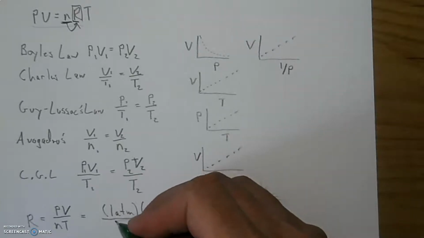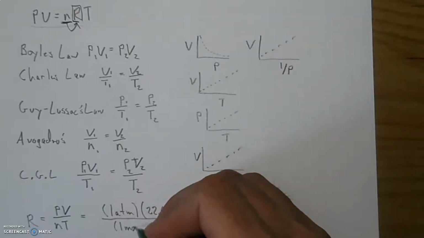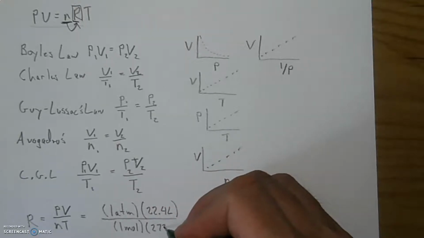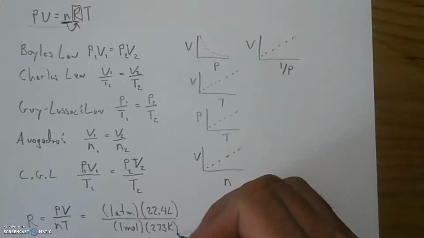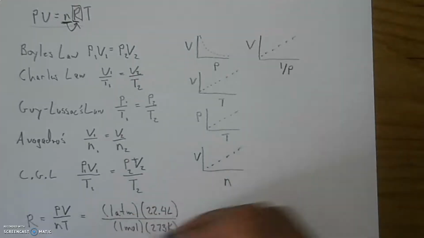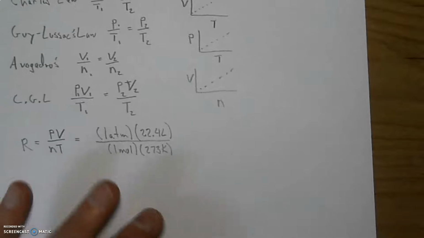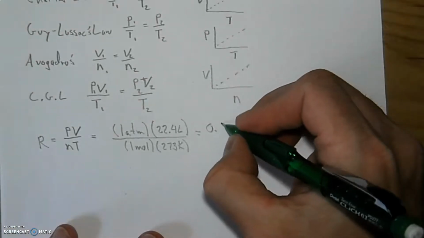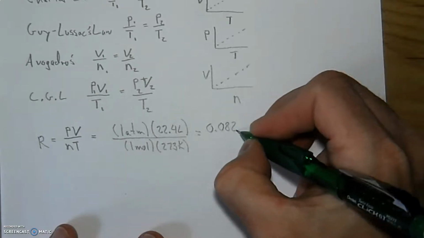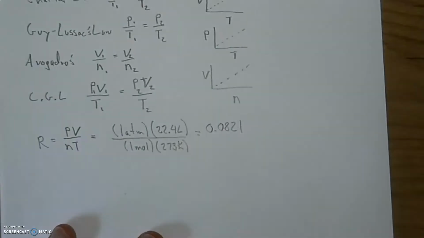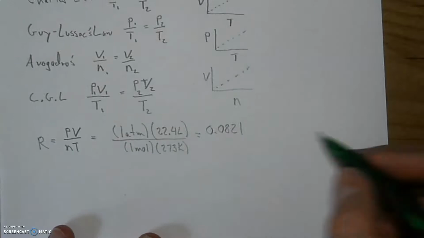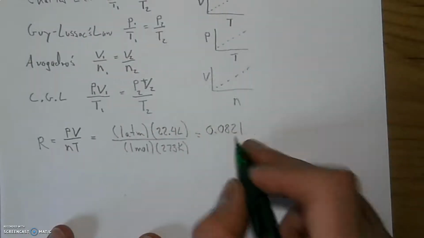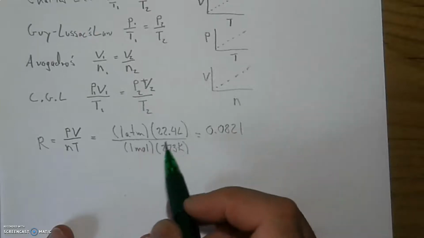The number of moles that I have happens to be just 1 mole, and the temperature is 273 Kelvin. It must be in kelvins. If I take all these conditions together, roll them up, I will get an answer, a value of 0.0821, plus all those units, which I'm not going to write in there. So this is the value, or the conditions of one gas that you're comparing to the other gas.